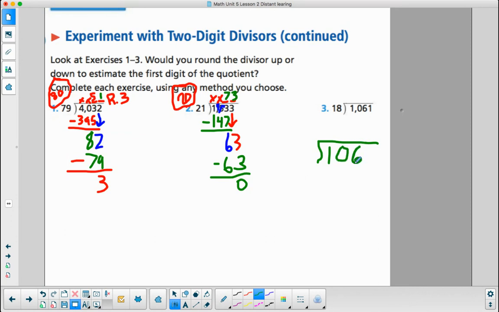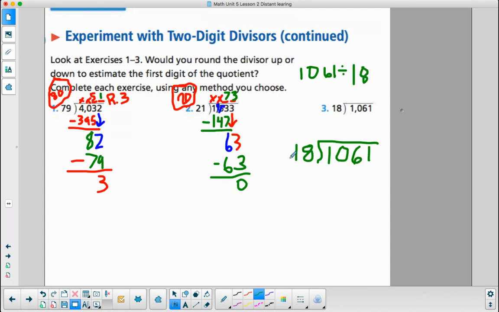1061 divided by 18. Talk to your parents and tell them that's what this means. A lot of students will think it's 18 divided by 1061. It's not. It's 1061 divided by 18. If I wrote it vertically, it would be written 1061 divided by 18.